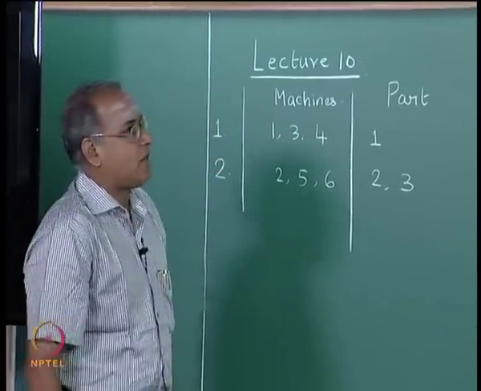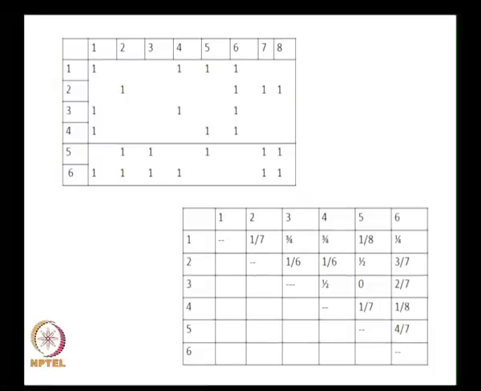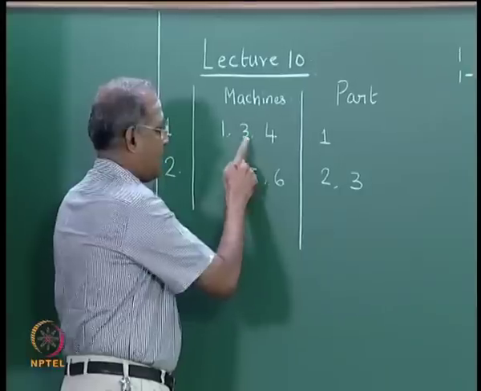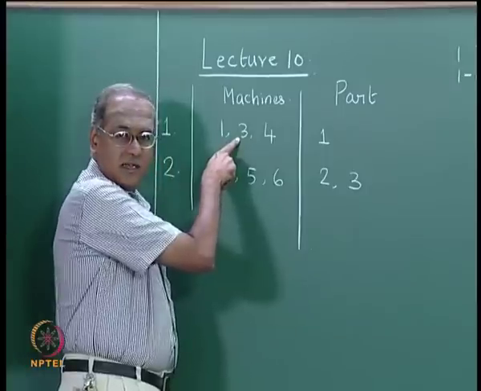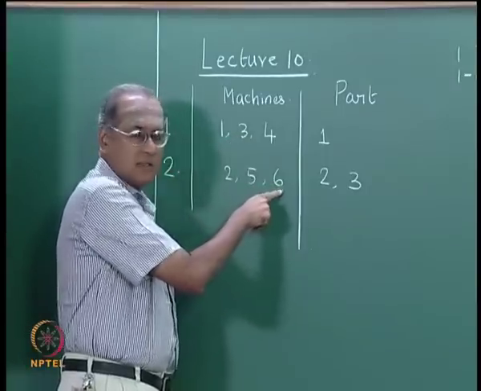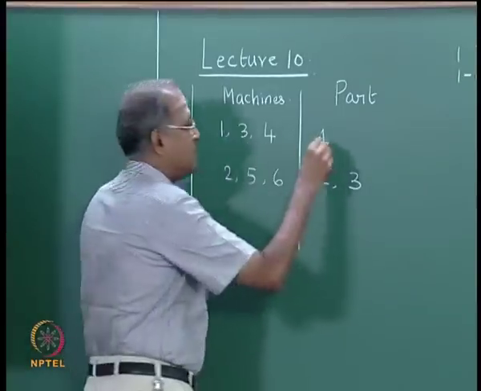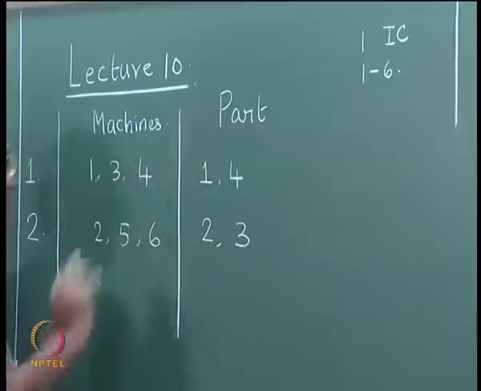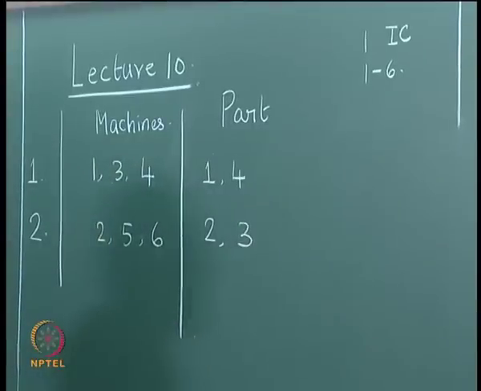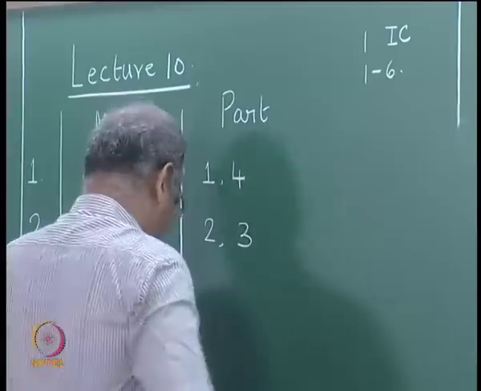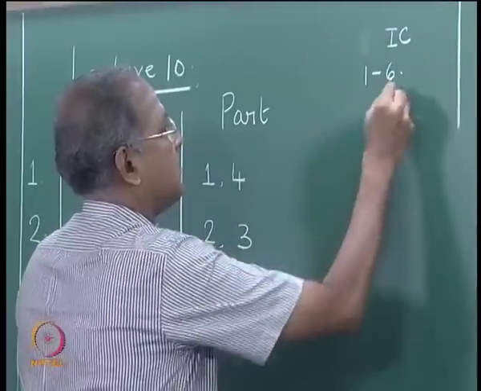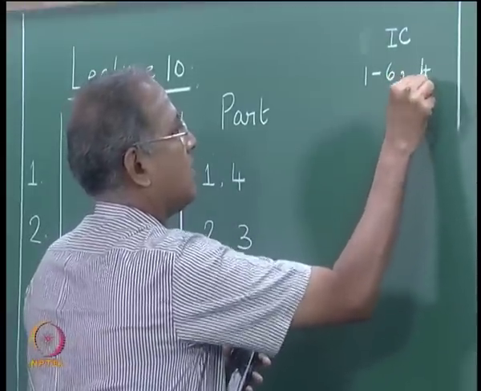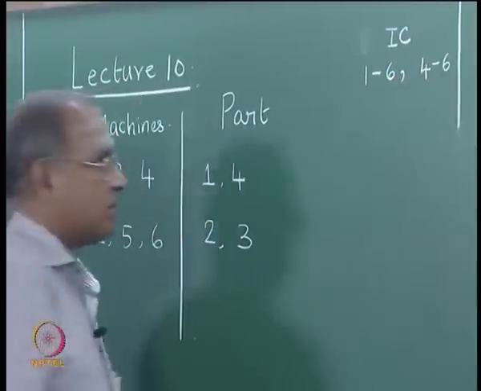So, part number 4 has 1, 3 and 6. 2 machines out of the 3 are here, 1 is here. So, part 4 will go here and it will have one intercell move with 4 and 6. So, let us write the second intercell move, which is part 4 to machine 6.